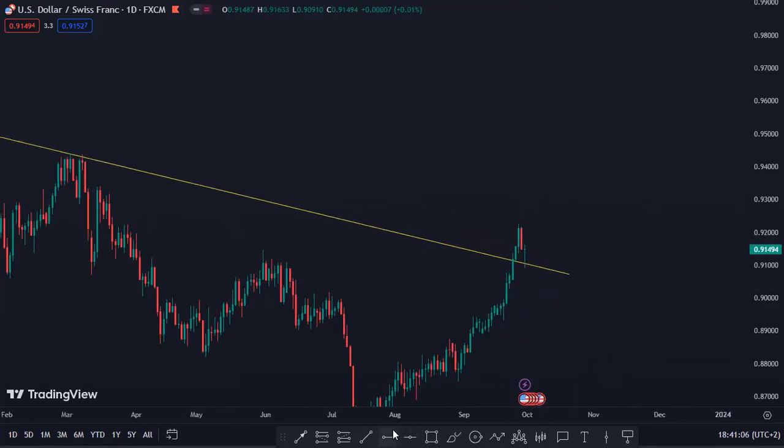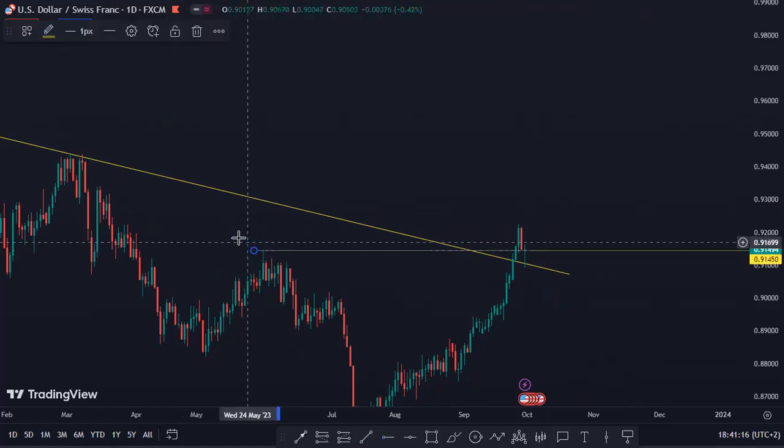In this case, though, you can see that here price also tested this level, guys.